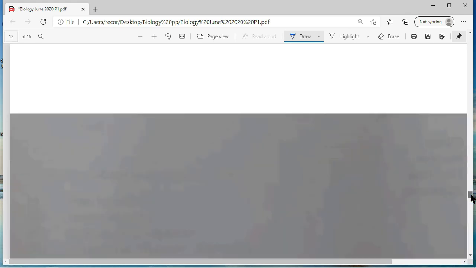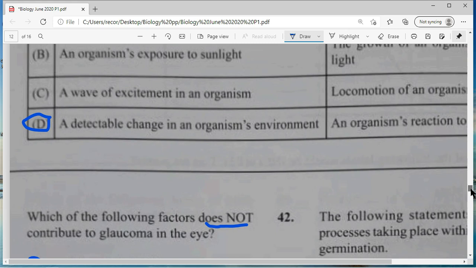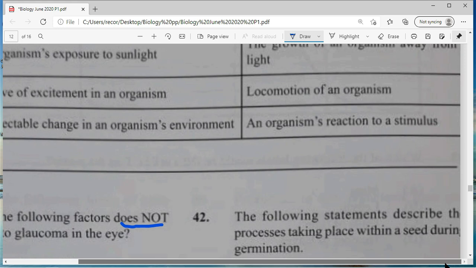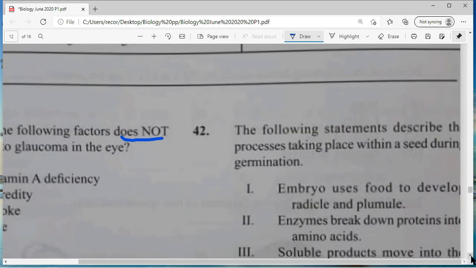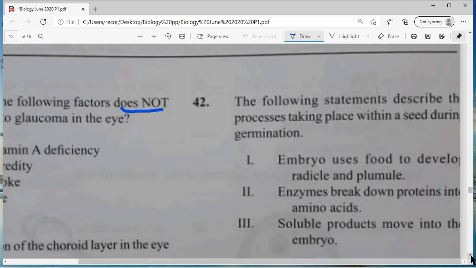And we move to our other question as we try to find our way around this page, as we said it wasn't as easy as we wanted it to be. The following statements describe the process taking place within a seed during germination. The embryo is used to develop the radicle, which is the root, and the plumule, which is the shoot. The enzyme is going to break down protein into amino acids. Now, the soluble product moves into the embryo. So here we're going to have 2, 3, 1, that type of thing.